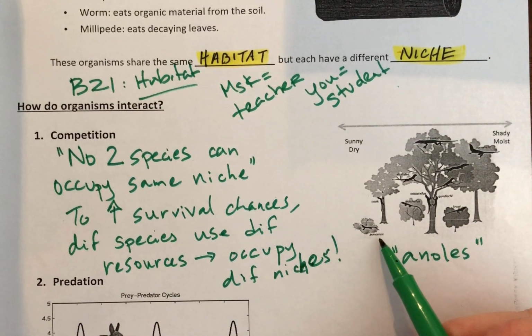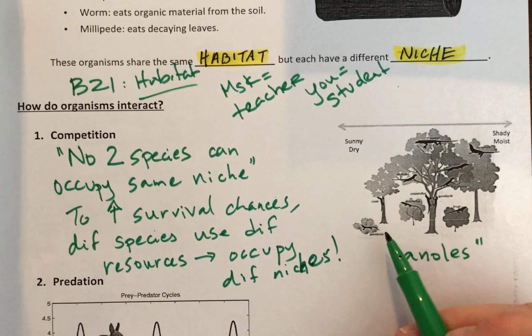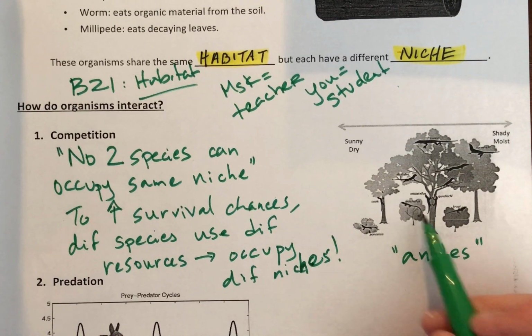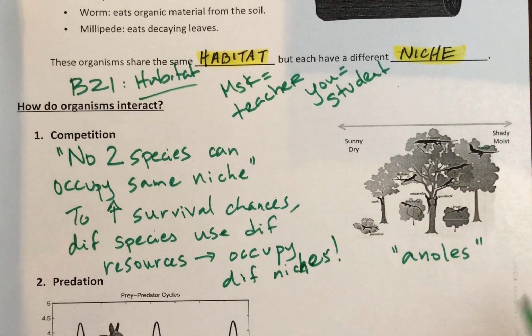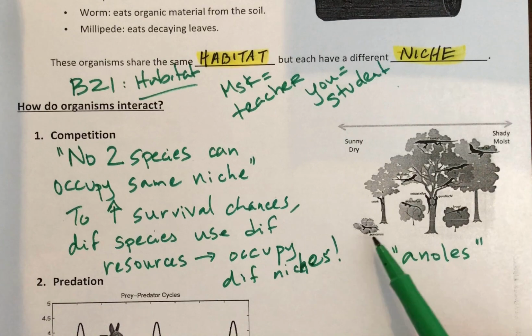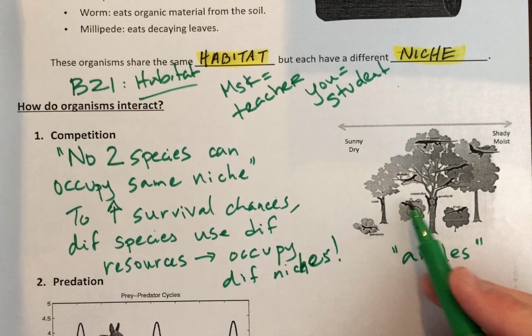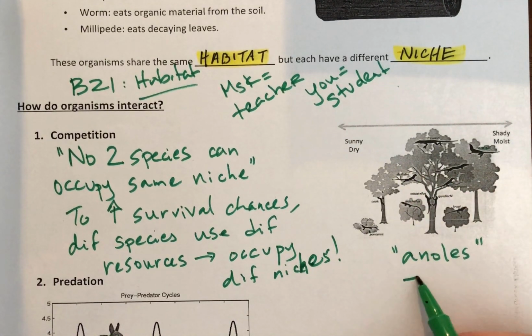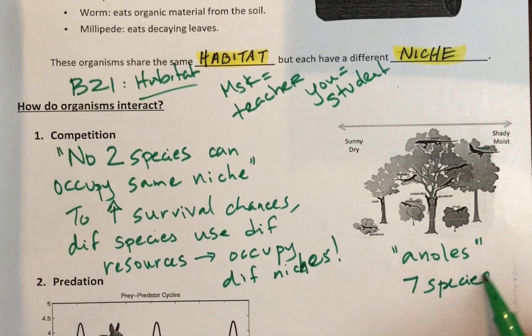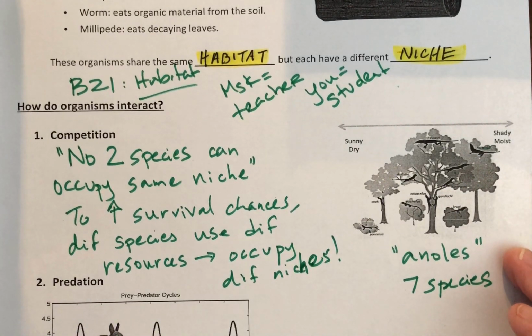And you can see in this picture, which is black and white and kind of small, there's anoles that live here, anoles that live here, live here, live here, live here, live here. They occupy different niches because there are 1, 2, 3, 4, 5, 6, 7 species that were studied on this island somewhere. I'm going to show you a video next week. You don't have to know anoles by heart. It's just an example of resource partitioning.